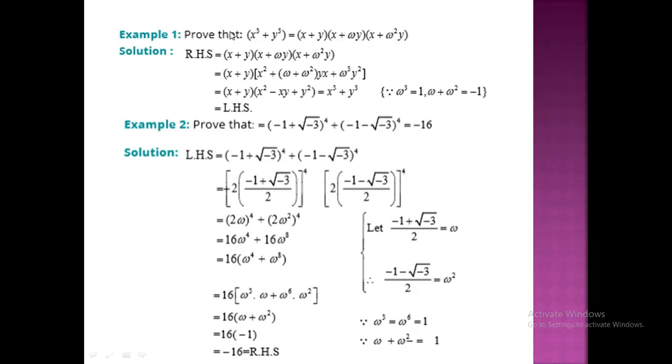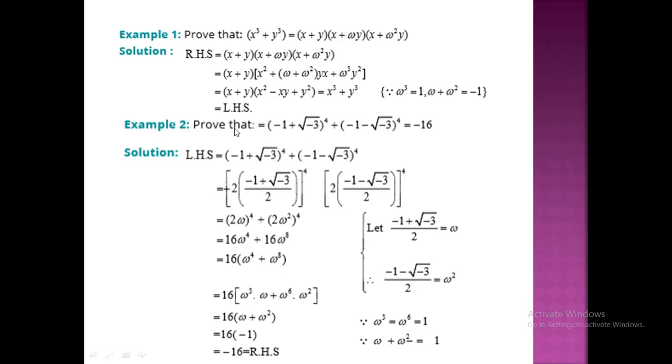Next is an example. Now we take the right hand side, we multiply these two brackets in which we have omega and omega square. We multiply these two brackets, x multiplies both values in the next bracket, and omega y also multiplies the next two values. Then we arrange these values, and omega plus omega square is equal to minus 1, and omega cube is equal to 1. Therefore this is the formula of a cube plus b cube. So the question is complete here.